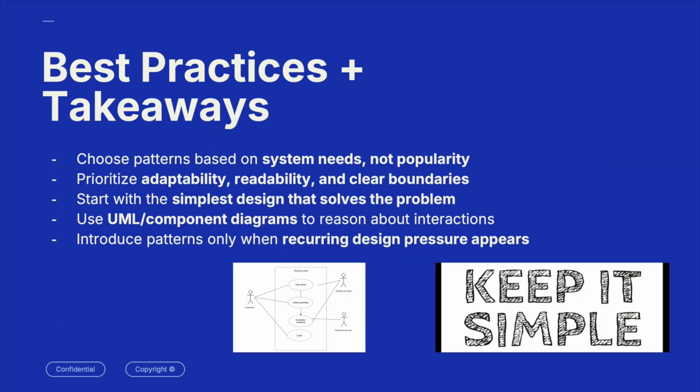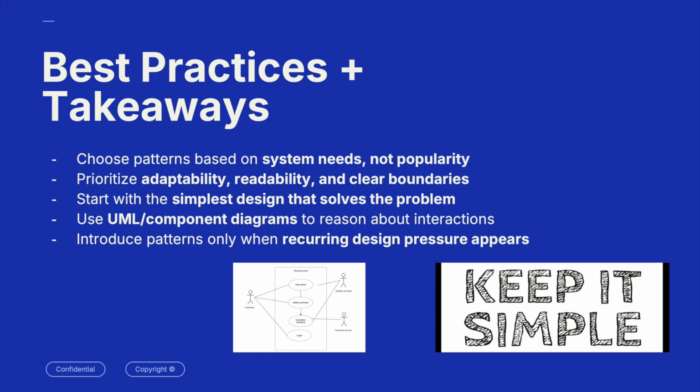The most important takeaway is that design patterns should be chosen based on system needs, not because they are well known. Good software engineering prioritizes long-term adaptability, readable abstractions, and well-defined component boundaries. Best practices include starting with the simplest design that solves the problem, using UML or component diagrams to reason about interactions, and introducing patterns only when recurring design pressure appears. When used thoughtfully, patterns help teams create systems that are easier to evolve, test, and reason about as requirements grow over time.